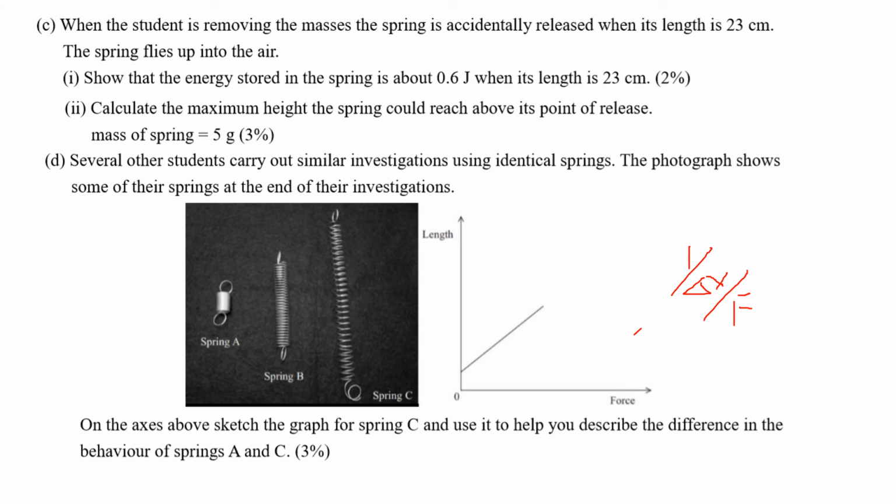Later I will show you the answer so that you can see the mark scheme. I think C and D are more difficult. When the student is removing the masses, the spring is accidentally released when its length is 23 centimeters. So the spring flies up into the air. That's the energy story. The energy stored in the spring is about 0.68 joules when its length is 23 centimeters.